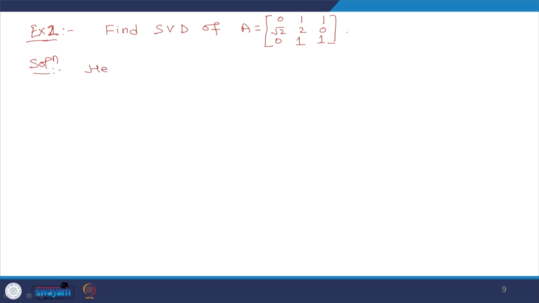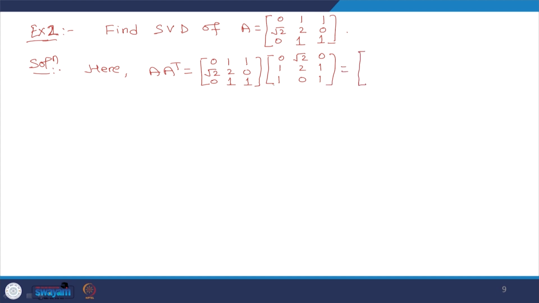So, here first I calculate A into A transpose. A into A transpose comes out to be [0 1 1; root 2 2 0; 0 1 1] into A transpose. So, A transpose will become [0 root 2 0; 1 2 1; 1 0 1].